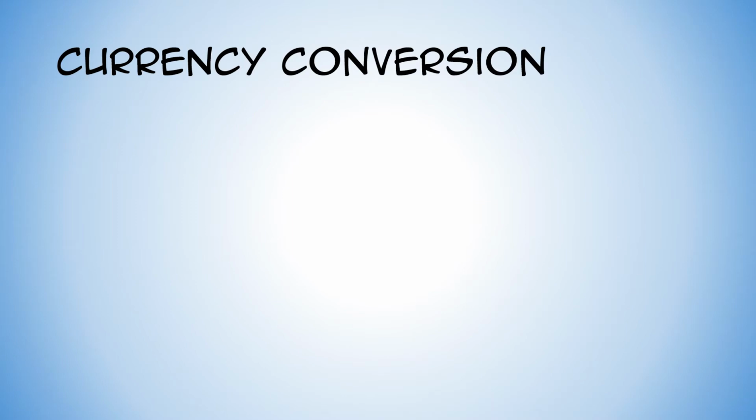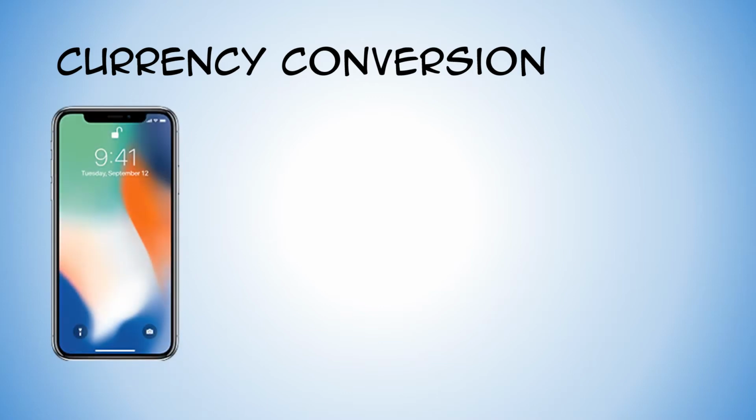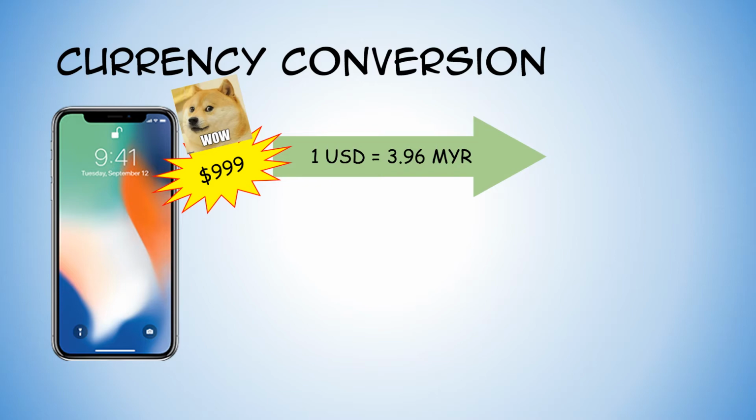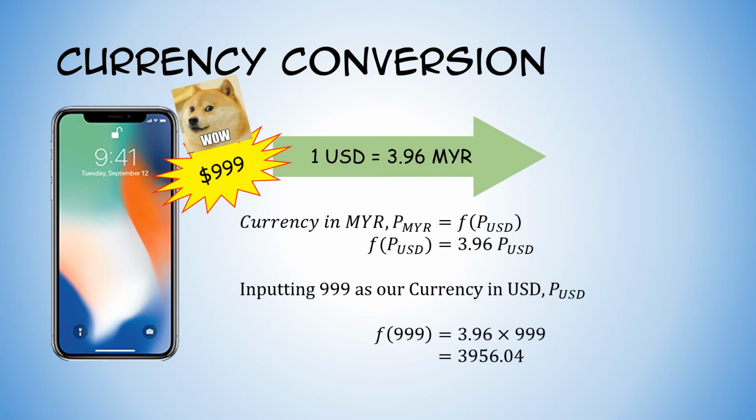It is common knowledge that prices in different countries are expressed in different currencies. Suppose you wanted to buy an iPhone X from the US for $999. How much ringgit would you need, assuming the current exchange rate is $1 to 3.96 ringgit? That's pretty easy, because its price in ringgit is just a function of its price in dollars.